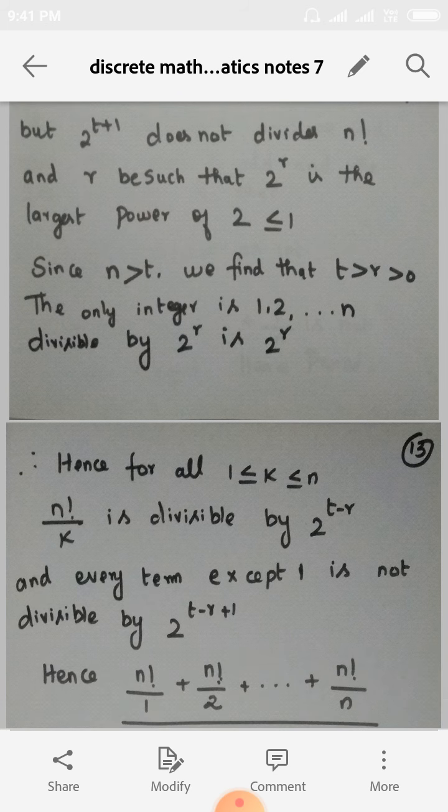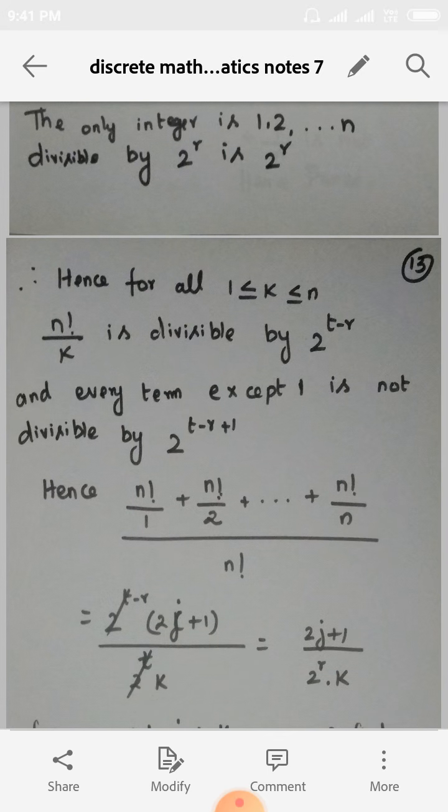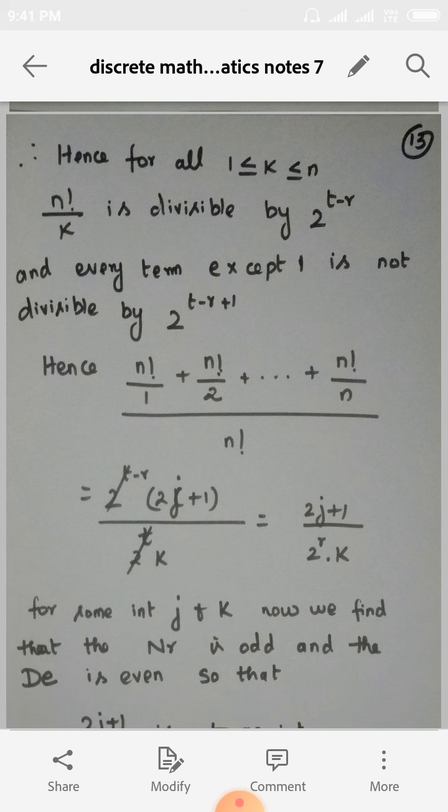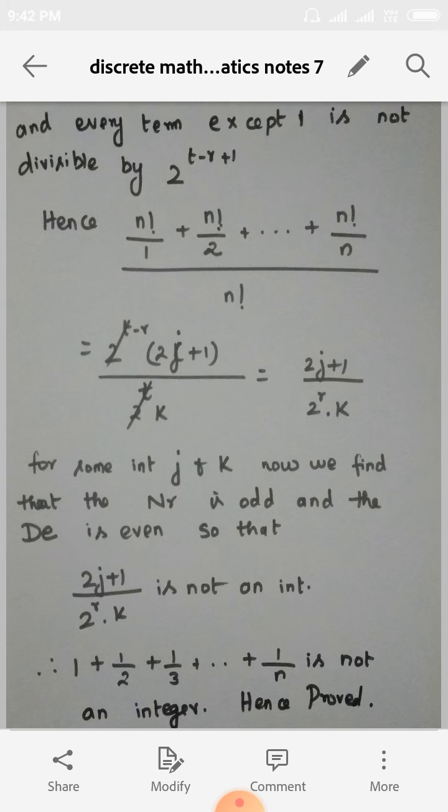Hence for all k lying between 1 to n, n factorial by k is divisible by 2 power t minus r. For every term except one, it is not divisible by 2 power t minus r plus 1. So except for that one term, the other terms are not divisible. So this can be written as n factorial by 1, n factorial by 2, plus etc. This can be written as 2 power t minus r into 2j plus 1 by 2 power t into k, and this can be written as 2j plus 1 by 2 power r into k. This is for some integers j and k.